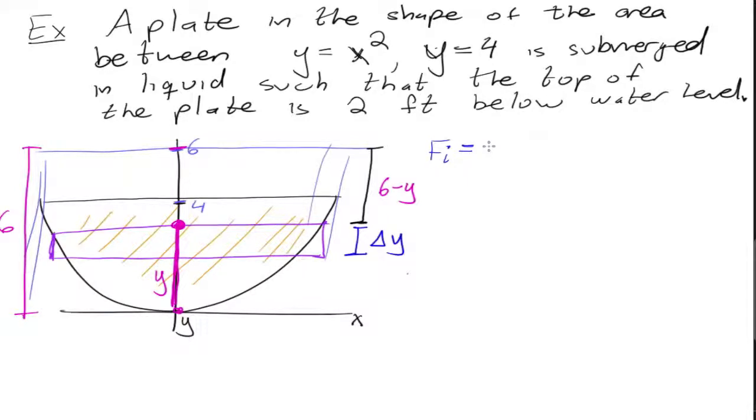Okay, so the force is equal to density, right, times the depth, 6 minus y, times the area. Let's see here, what's the area? Y equals 4 minus whatever squared. So it's the length of the rectangle times the width. The width is delta y, there's no doubt there. But what's the length? 2x.